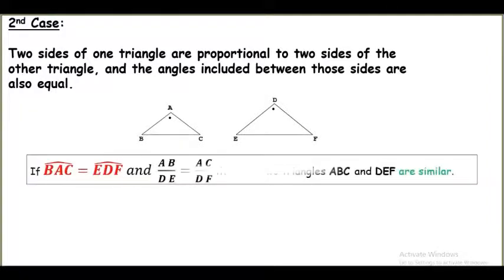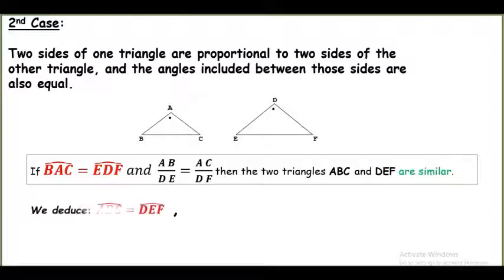So now, if BAC is equal to EDF and AB over DE is equal to AC over DF, then these two triangles ABC and DEF are similar. Now, I want to find the other two angles that are equal in these two triangles. So, in order to find this, I will use the ratio of similarity.